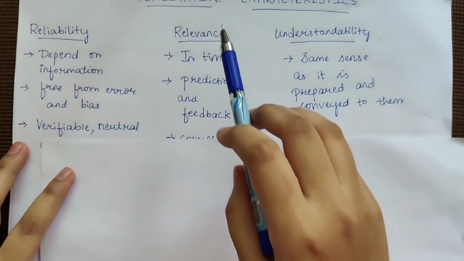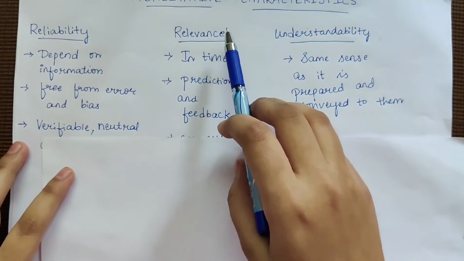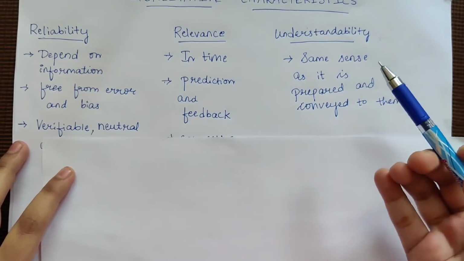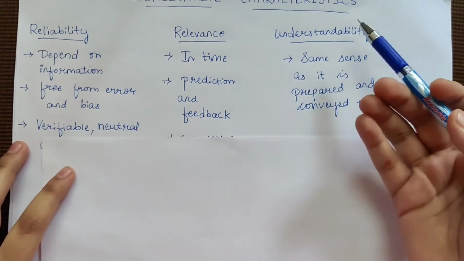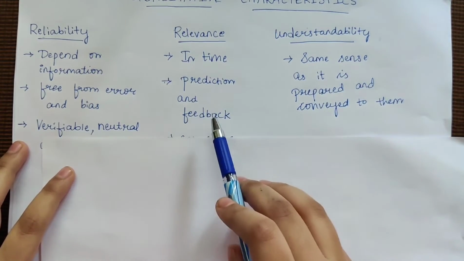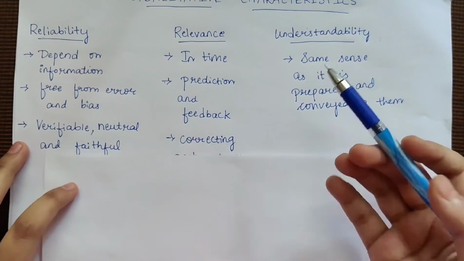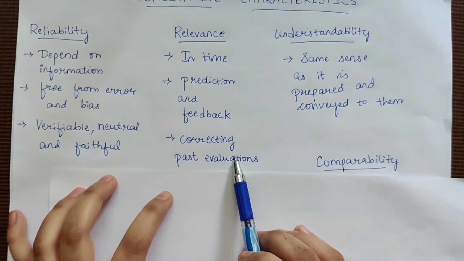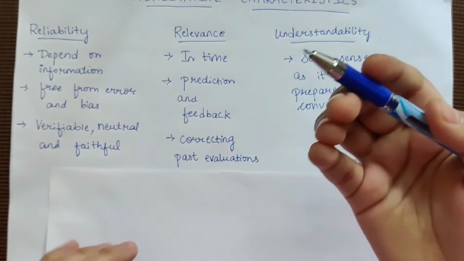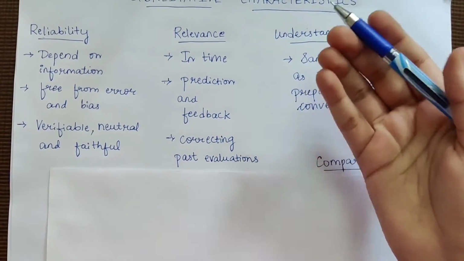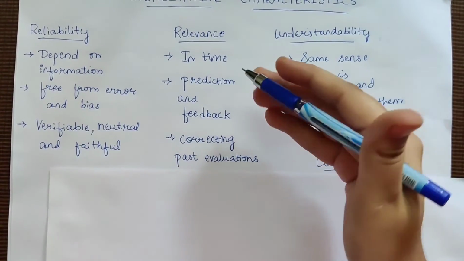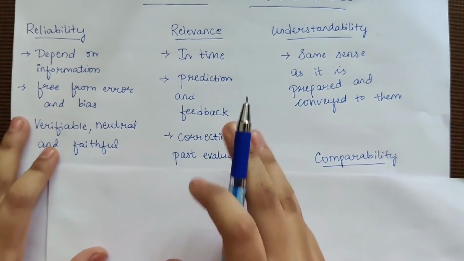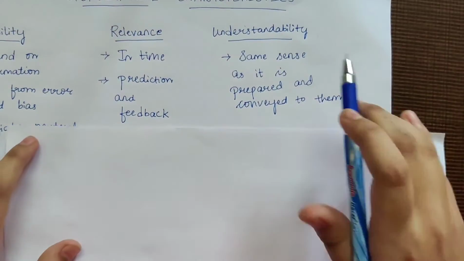Okay, so the next point here is prediction and feedback. The relevance of the information means if the information is provided at the right time, we can predict the future happenings or the future cash flows. We can predict it and we can give feedback to them. And correcting past evaluations: if the company has made any wrong interpretations in the past, it can correct the past evaluations by getting the relevant information.